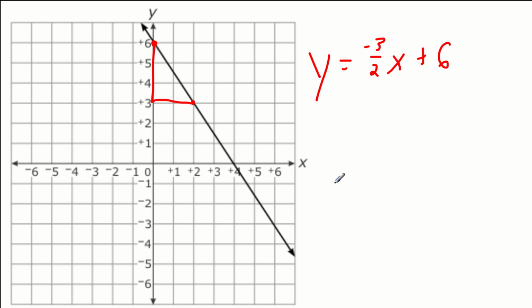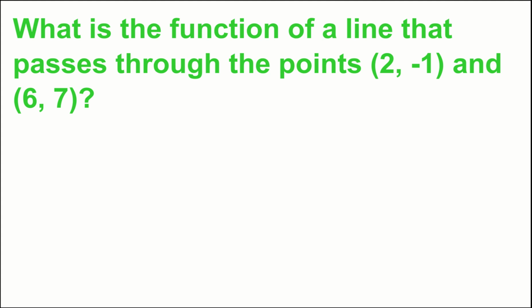If this were a problem on a test or a check-in or an EOG, usually one of the answer choices is going to be something like this. The other one's going to have the positive version of that slope. All right, so you got to be able to recognize and remember whether to put the negative sign on it or not. Okay? All right, find the equation of that line.